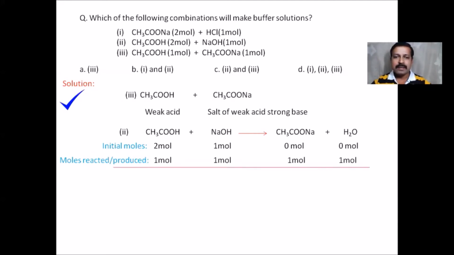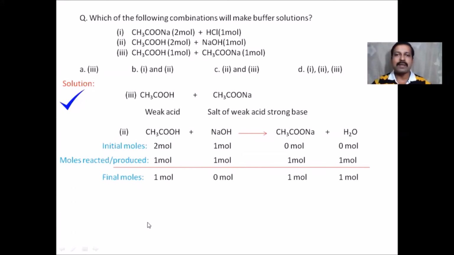Finally, what are the moles that are left in the reaction mixture? See, this was 1 mole and 1 mole reacted. The net amount left will be 0. Here 2 moles, 1 mole reacted, so 1 mole is left. So 1 mole of acetic acid is left. 0 mole, 1 mole, and 1 mole of water. For the time being, you can neglect this amount of water. Amount of water means already dissolved in water, you can neglect it.